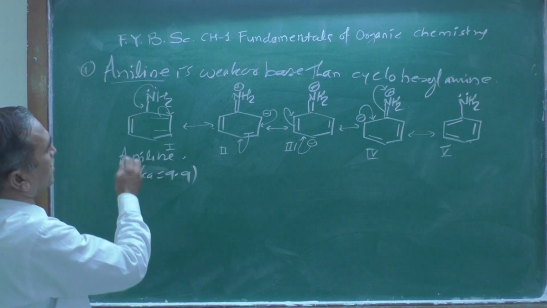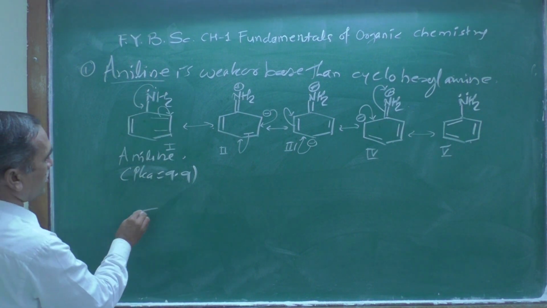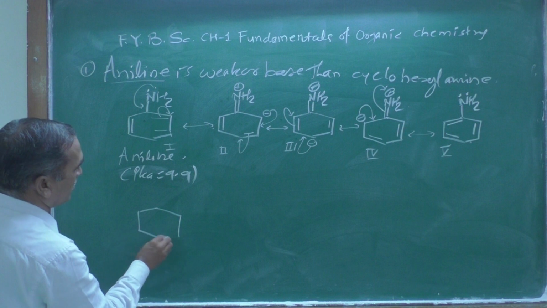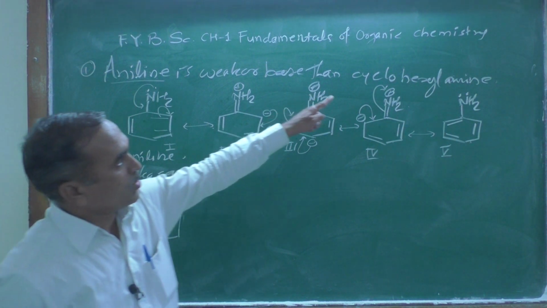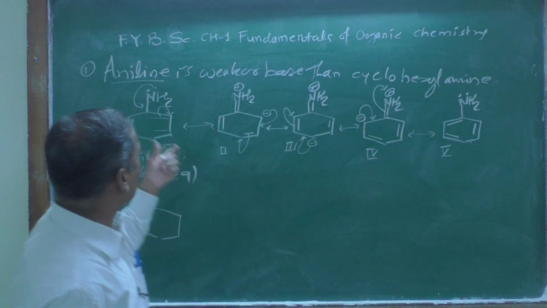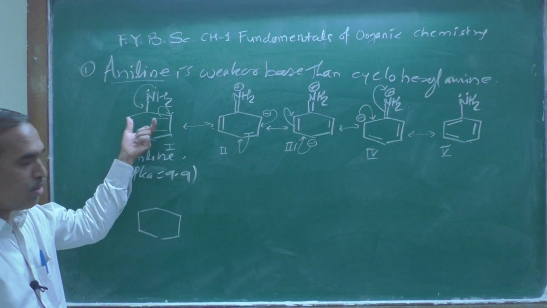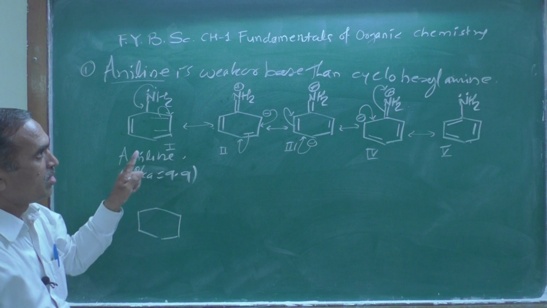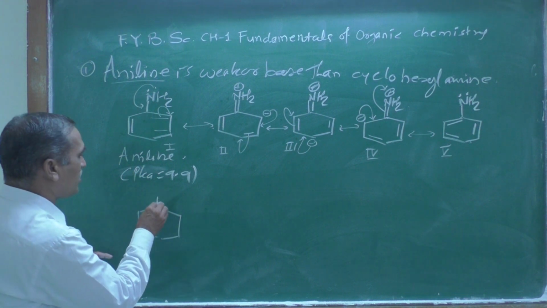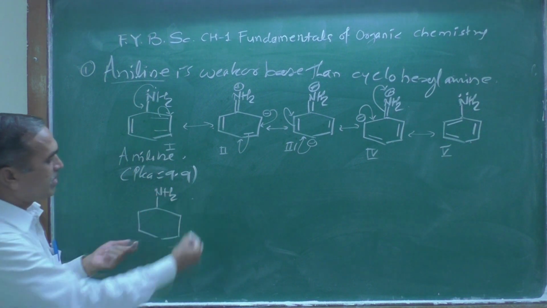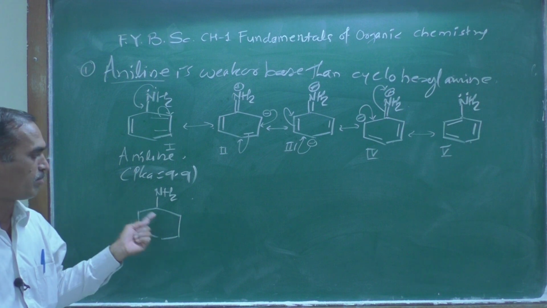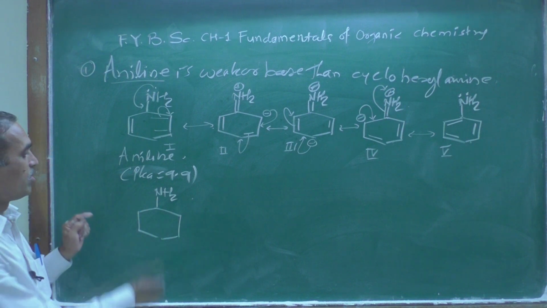But in case of what will be the structure of the next analogue? Cyclohexylamine is the analogue of that aniline. Aniline is an aromatic compound, but cyclohexylamine is an aliphatic compound because there will be no carbon-carbon double bond. That's why it is an aliphatic compound.